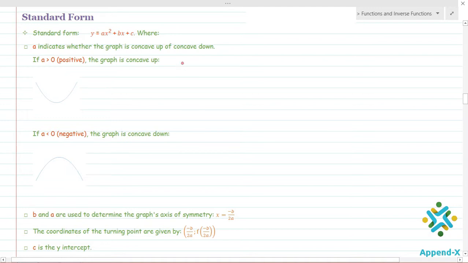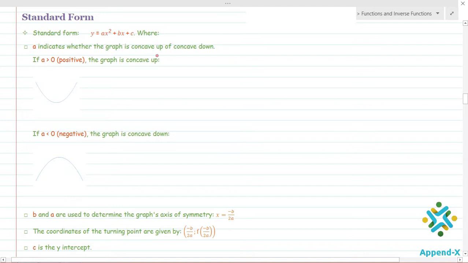Welcome to our second lesson on quadratic functions. In the previous lesson, we dealt with the turning point form of the equation of a quadratic function. Now, in this lesson, we will take a look at the standard form of the equation of a quadratic function.